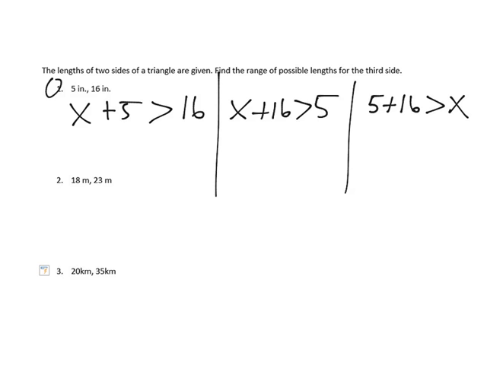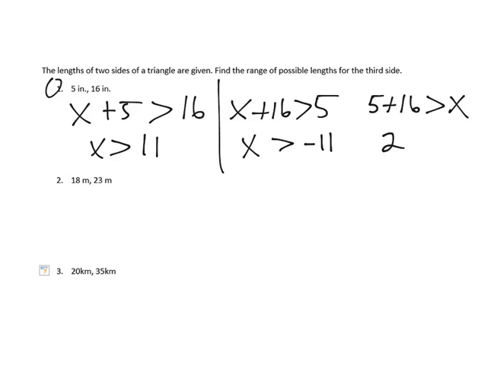So I'm going to put 3 little lines here. When I solve for these, let's take the first one. I would get x must be greater than 11. All right, I would subtract 5 from both sides, and 16 minus 5 is 11. I could also say that x must be greater than, if I subtract 16 from both sides, negative 11. And I also know that x is less than 21 in this case. I just switch the x over to the left side.